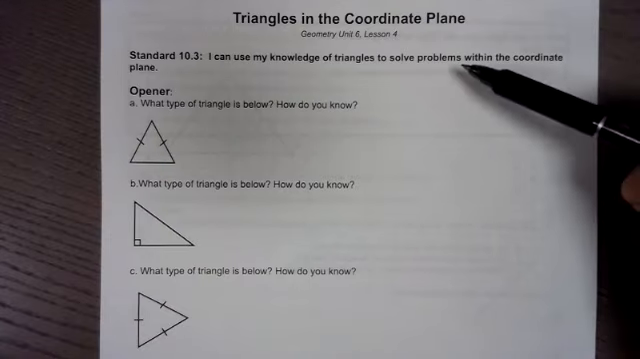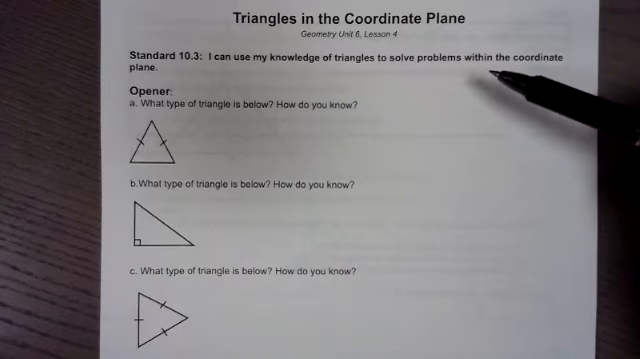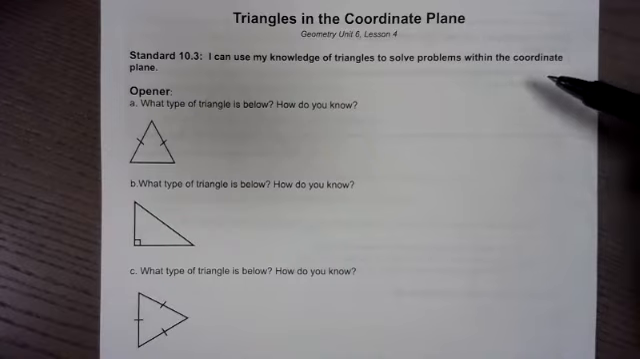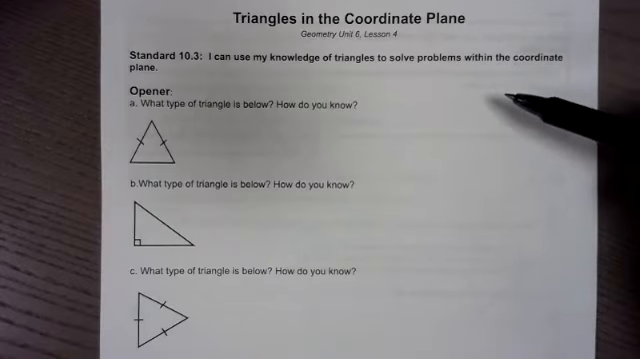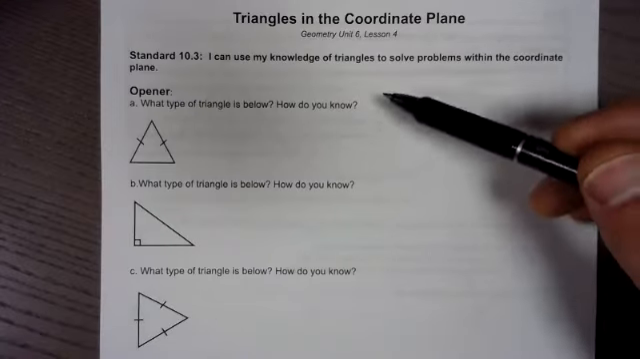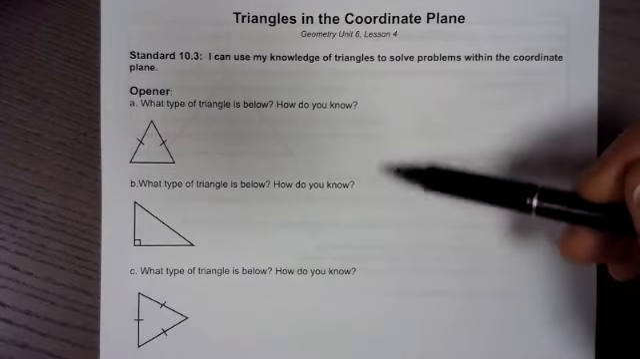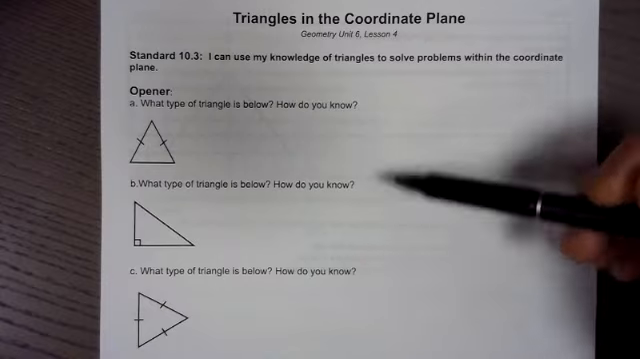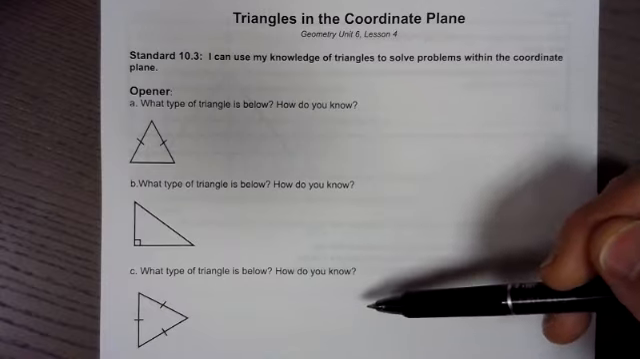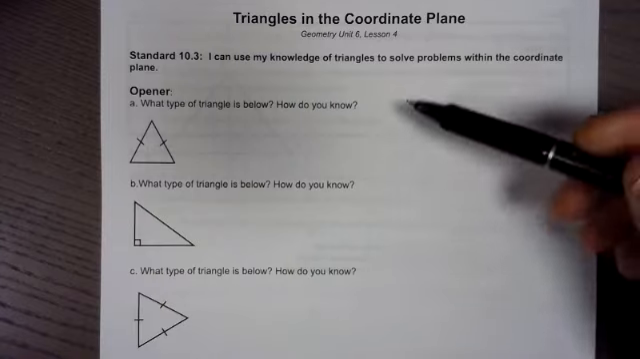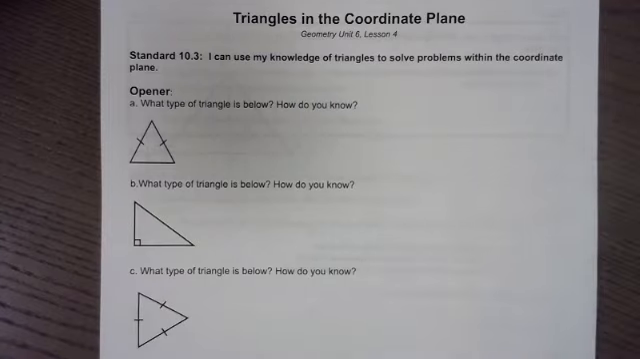So first off, Standard 10.3 says I can use my knowledge of triangles and triangle problems in order to solve problems within the coordinate plane. For the opener, pause the video for a second and see if you can determine what type of each triangle is here for A, B, and C in as much specificity as possible with sides and angles, and then write down how you know that.